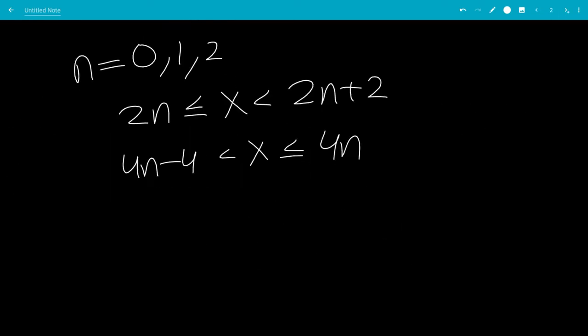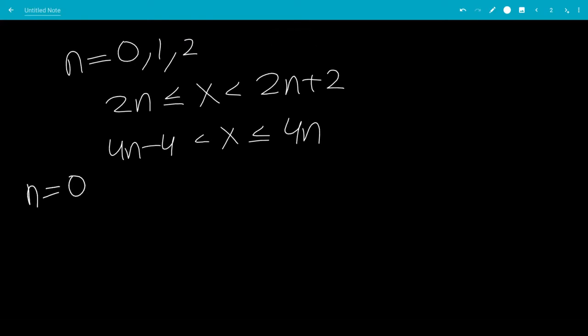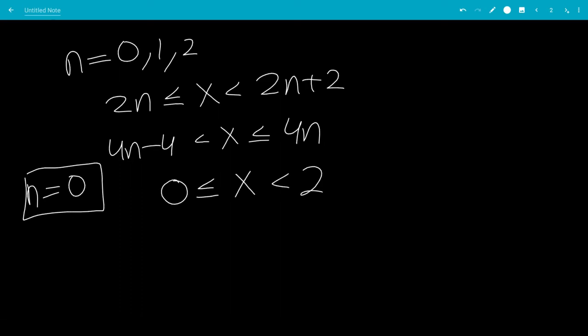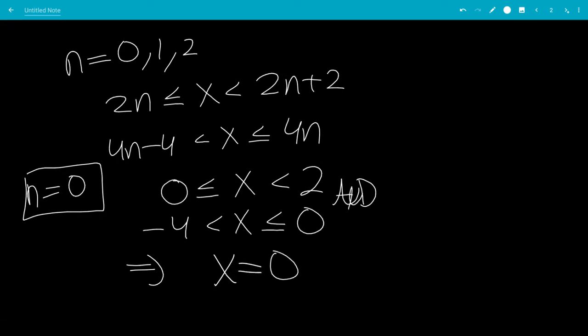So we're going to plug in 0. The n equals 0 case, we'll have 0 is less than or equal to x is less than 2. We'll have 0 minus 4 is negative 4, less than x is less than or equal to 0. We're going to AND those two together. So this means that if x is less than or equal to 0 and x is greater than or equal to 0, that means that x is equal to 0. So that is an answer.